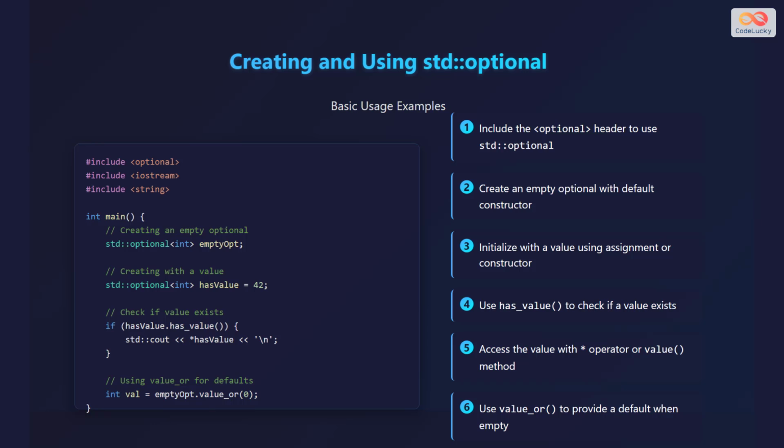Number 1. Include the optional header file. Number 2. Create an empty optional using the default constructor. Number 3. Initialize the optional with a value using either assignment or the constructor. Number 4. Use has_value to check if a value exists. Number 5. Access the value using the asterisk operator or the value method. Number 6. Use value_or to provide a default value when the optional is empty.